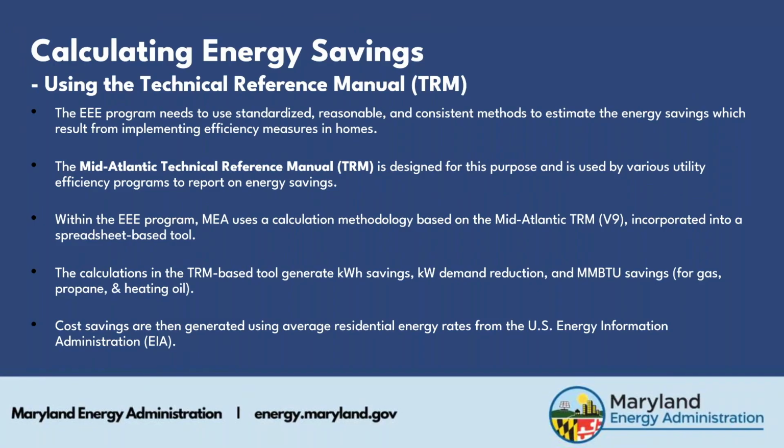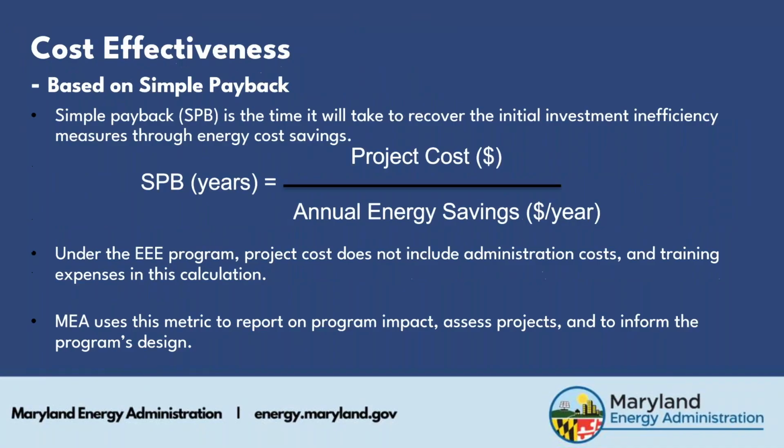The calculations in the TRM-based tool generate kilowatt-hour savings, kilowatt demand reduction, and MMBTU savings for gas, propane, and heating oil. Cost savings are then generated using average residential energy rates from the U.S. Energy Information Administration, also known as the EIA.